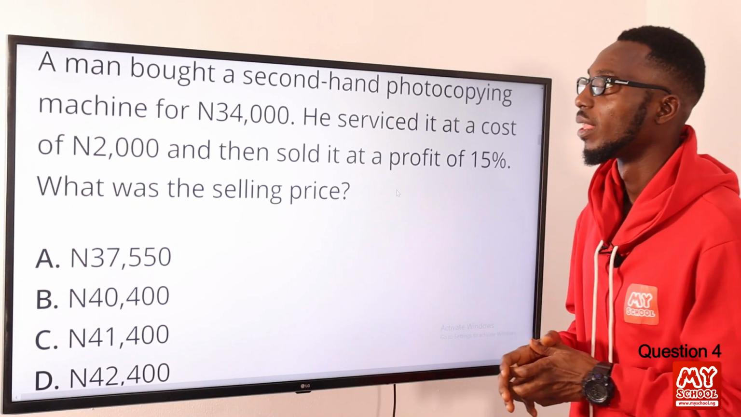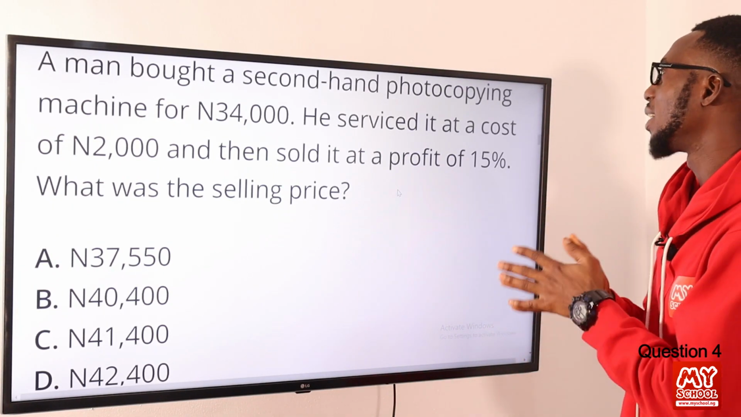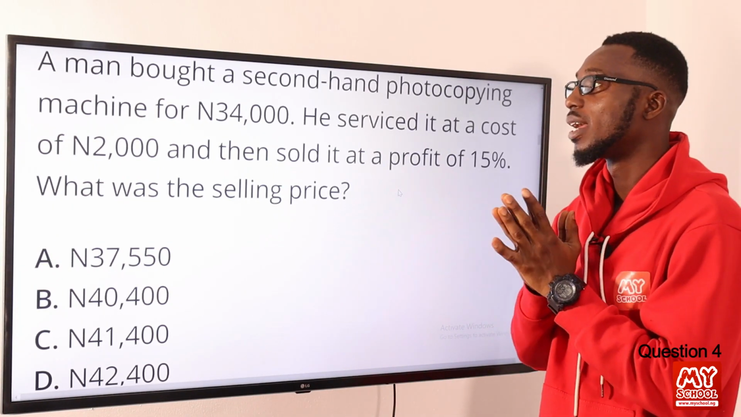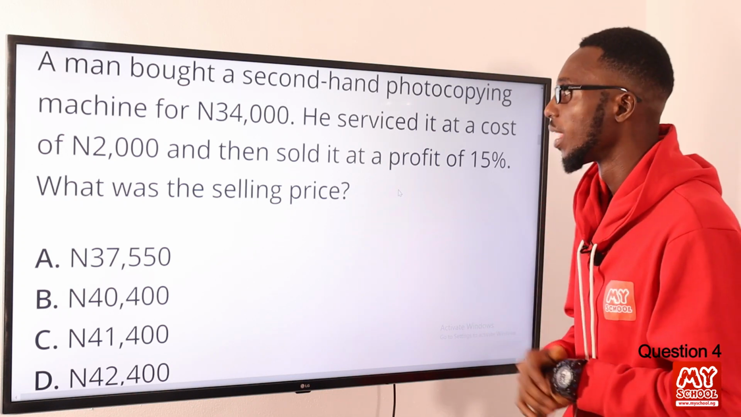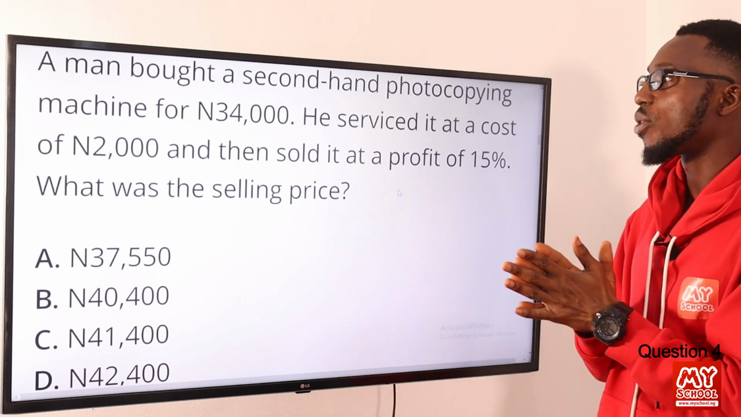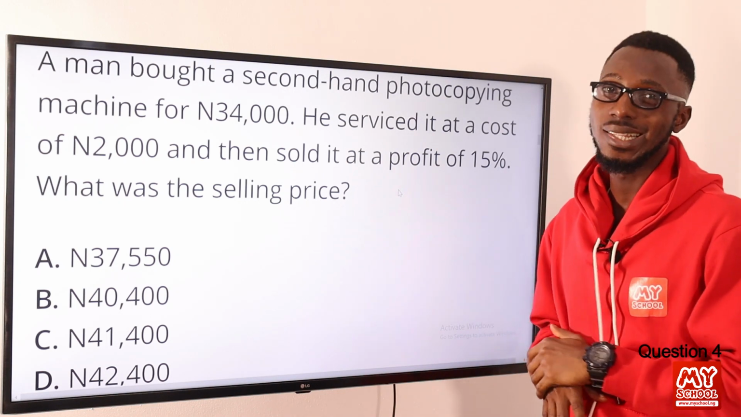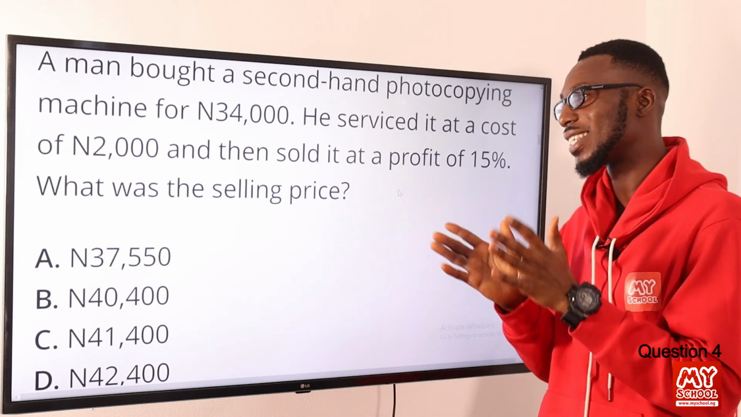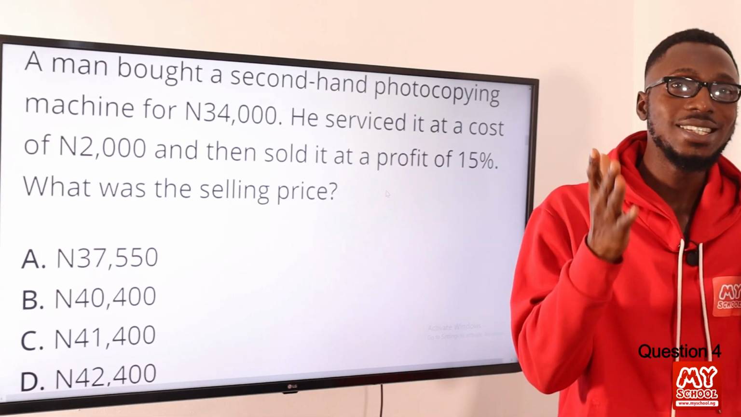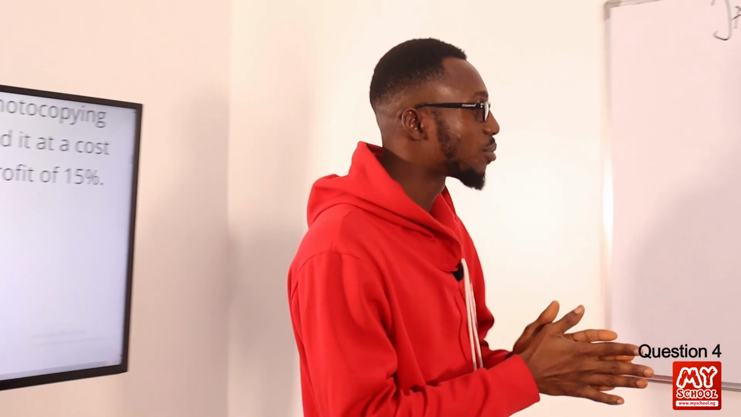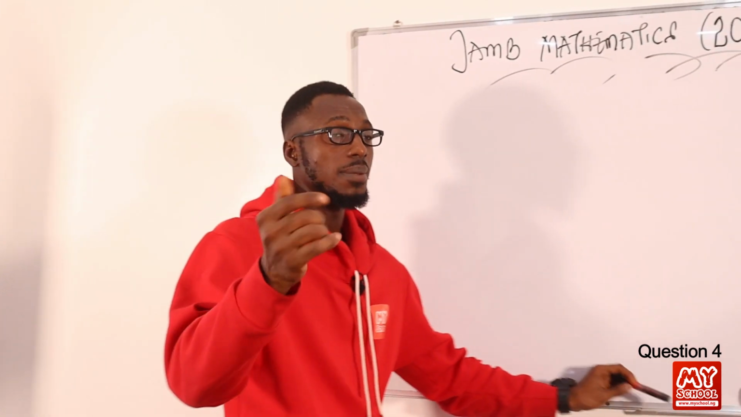4. A man bought a second-hand photocopying machine for 34,000 naira. So he serviced it at a cost of 2,000 naira and then sold it at a profit of 15%. Okay, so what was the selling price? So how much did he sell this machine, if he was able to make a profit of 15%?